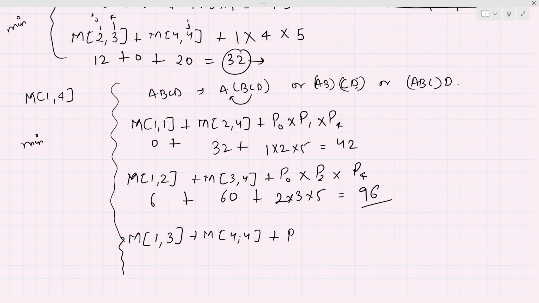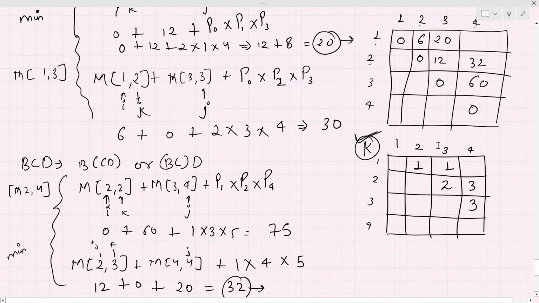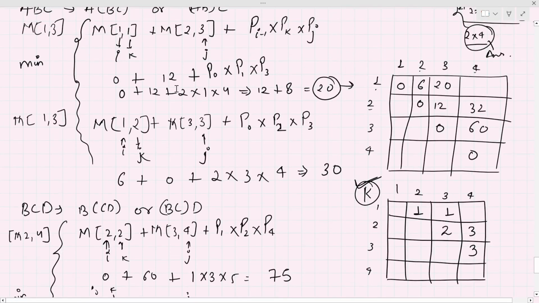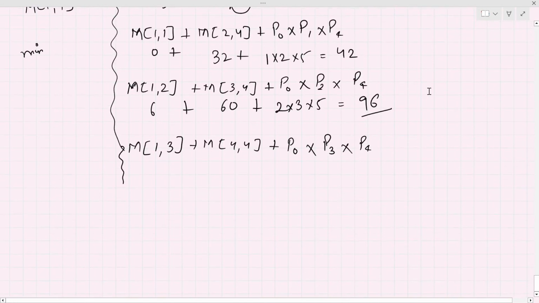Now P(i minus 1), what's the value of i? The value of i is 1, 1 minus 1 is 0, multiplied by Pk, which is P3, and Pj, with j value of 4, P4. So what's the value of 1 comma 3? The value of 1 comma 3 is 20. You can see that in the matrix. So 1 comma 3 gives 20, which is the minimum, so we select 20.